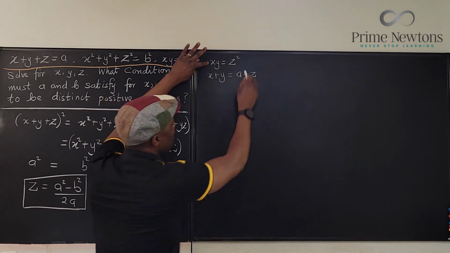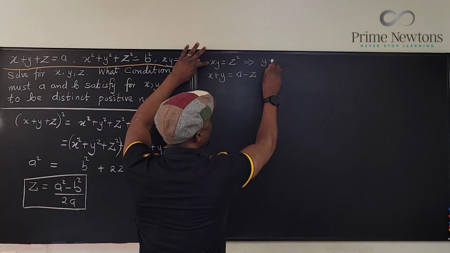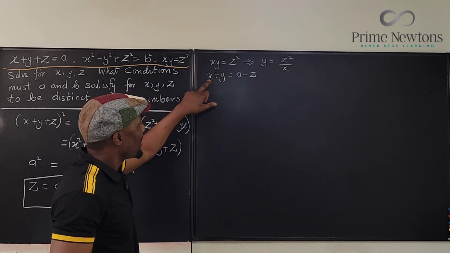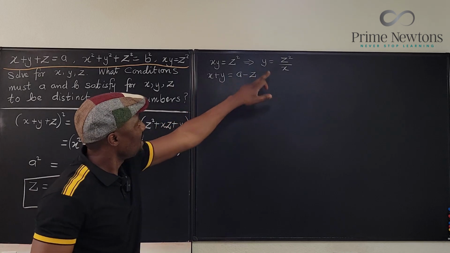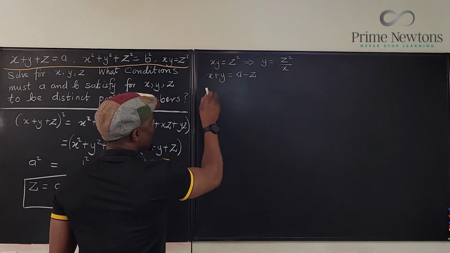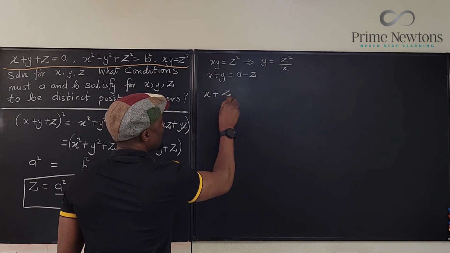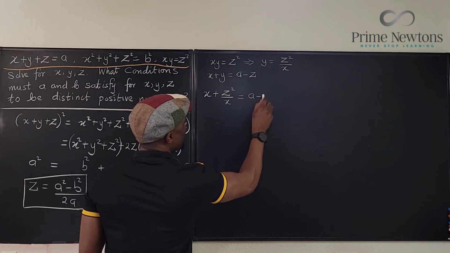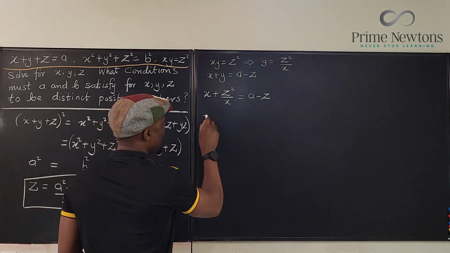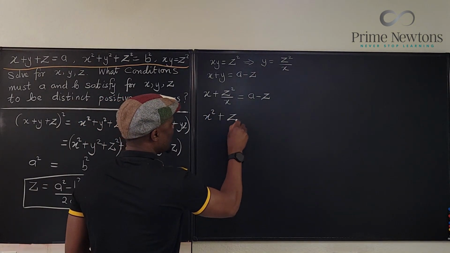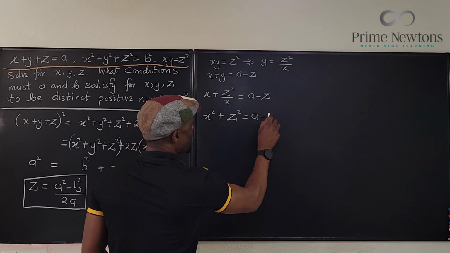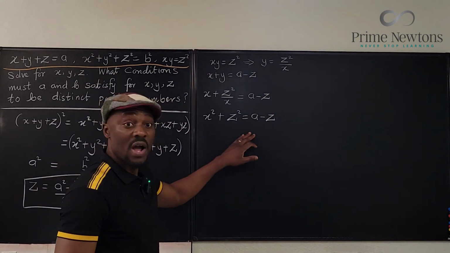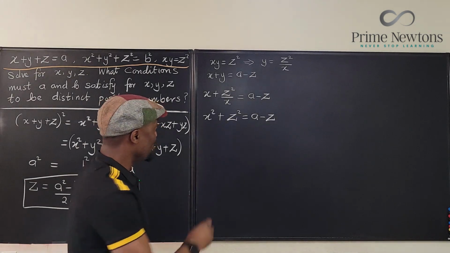Like from here, this implies that y equals z squared over x. Here, I am going to replace y with z squared over x. So I say that x plus z squared over x is equal to a minus z. I'm going to have x squared plus z squared equals (a minus z) times x, so that I can actually form a quadratic from here.